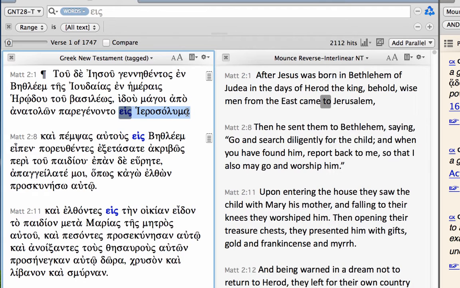Pretty straightforward, right? Matthew 2:8, and sending them to Bethlehem. Bethlehem is, again, an accusative. And upon entering, well, we don't tend to say into the house. Entering carries the idea of the eis, into.